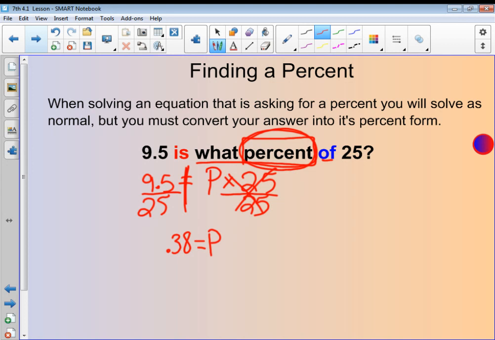So I need to change that 0.38 to a percent. Remember, a percent sign goes on the right side and it has two circles on it. So I'm going to move 2 places to where I would put a percent sign. So my final answer is 38%, not 0.38. Okay, so make sure that you're remembering to put it in that final format of the percent.